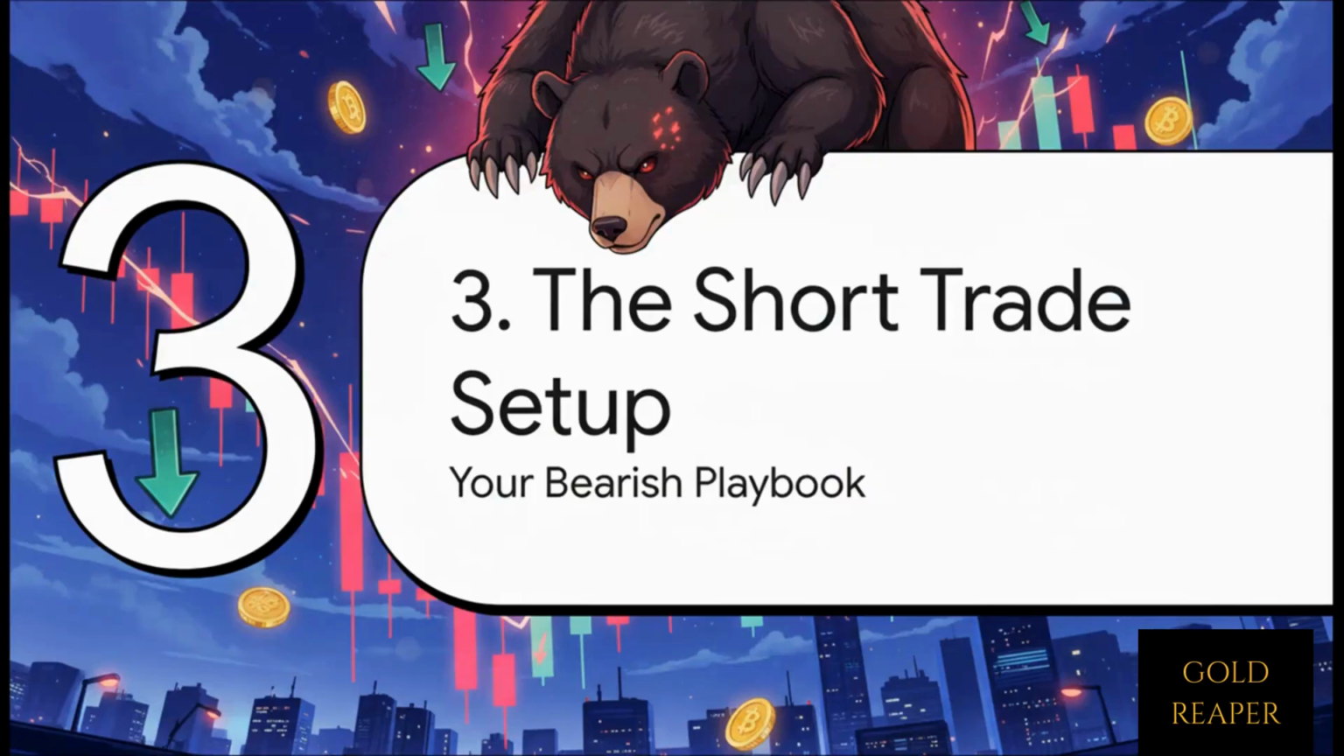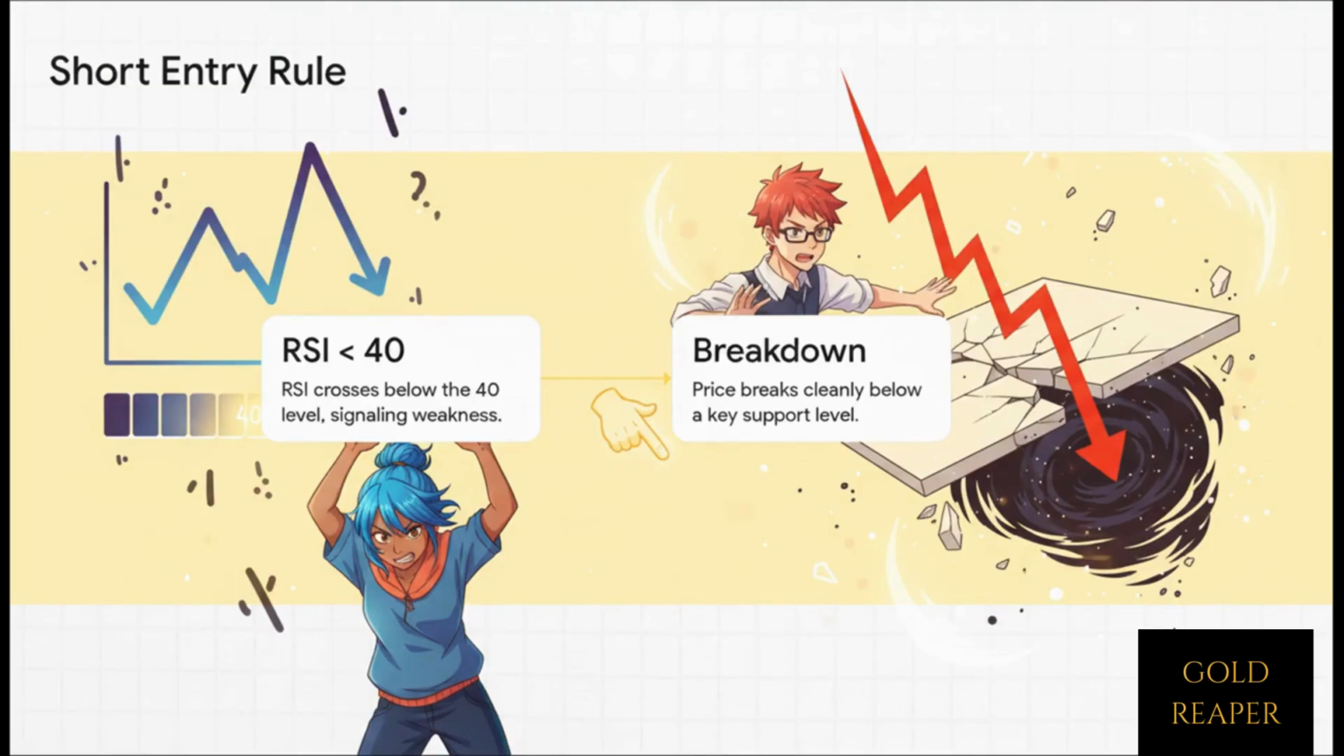Okay, so we've got the plan for buying. Now let's just flip the script and talk about shorting, or profiting from a downward move. We just invert the logic. This is our step-by-step guide for a high-probability short trade. And you guessed it, it's the exact same two-step logic, just in reverse.